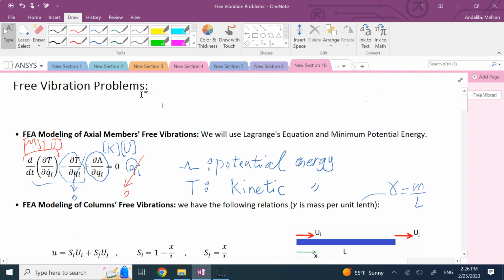Okay, so free vibration problems, and I would say free vibration of axial members, right? If we want to be very accurate, we have to say exactly what we are doing.